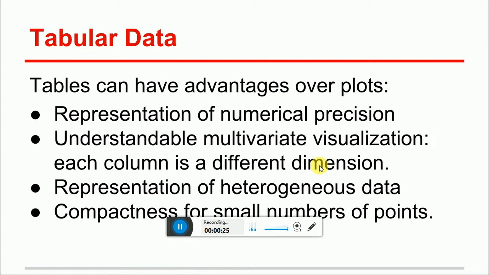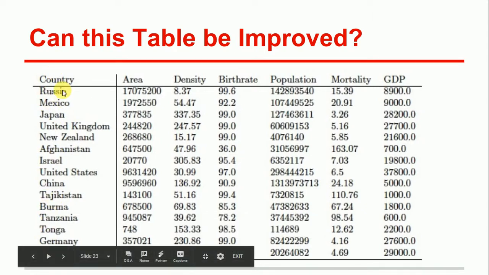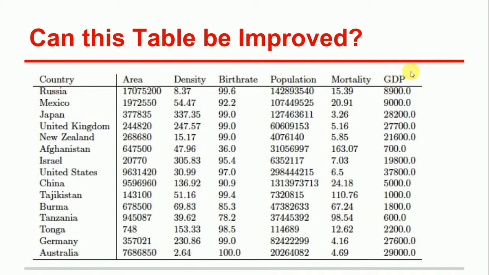Now this lecture is going to talk about tabular data. Tabular data is useful because tables are always necessary, they help to present numbers, and it is especially useful in multivariate data. So consider this table for instance. Now this table has several countries that he is comparing in relation to the area, density, birth rate, population, mortality, and GDP.